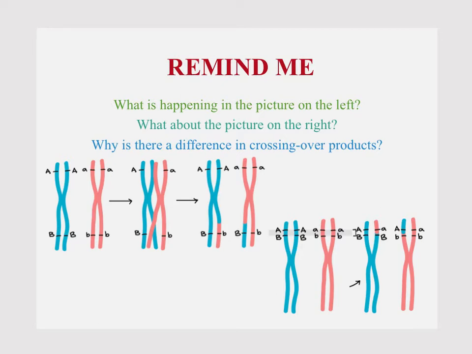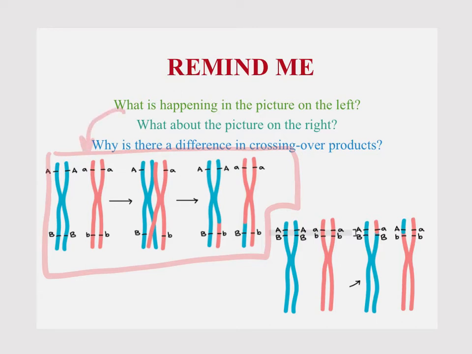Today we're going to have a look at the process of autosomal linkage. So could you please have a look at the diagram to begin with? What is happening in the picture on the left? So I'll put it in a red box for you. In the red box.